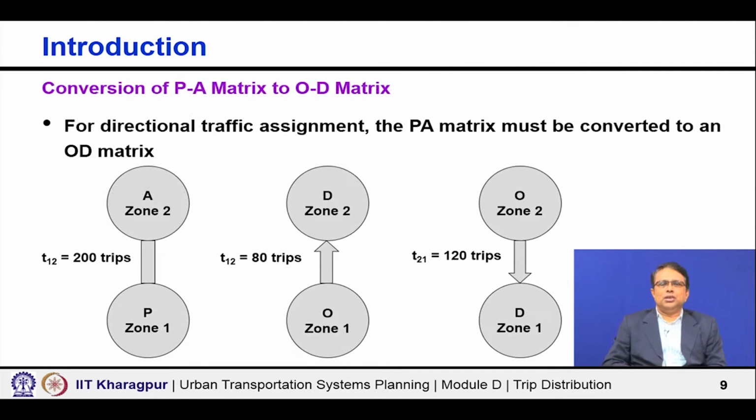How to convert the PA matrix to the OD matrix? As I said, the production attraction matrix is not directional, whereas the origin destination matrix is directional, and our ultimate goal is to get the directional matrix. So, we want finally the origin destination matrix.